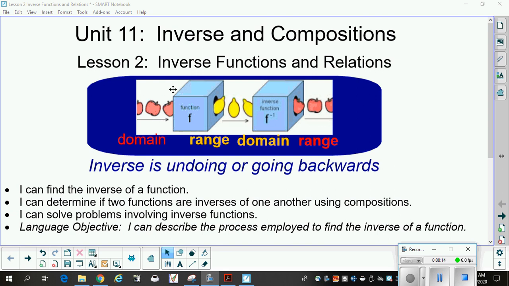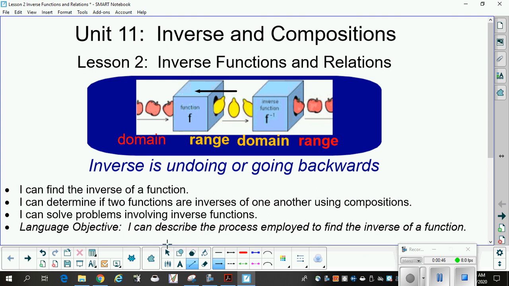We have apples going into a box that turns them into lemons. The lemons then go into the inverse of the box and come out as apples. Notice that this would be the same thing as if we took these lemons and turned around and went backwards through the box. Okay? The output of the function is the input for the inverse, and the output of the inverse is the input of the original function. I know, it's very circular.